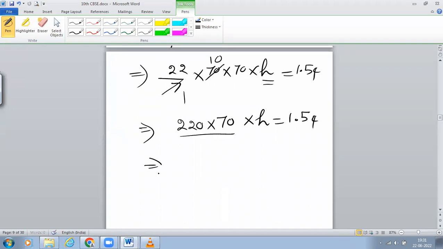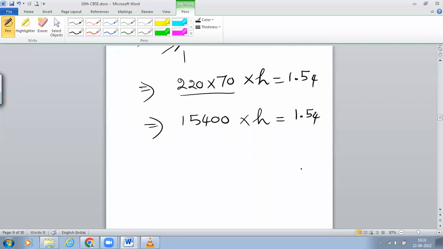What is 220 into 70? What is 7 into 22? Can anyone tell me? Is it 154, right? This 7 into 22 is 154. And we have to put these two zeros, here also 1 0, here also 1 0 is there. So this is the answer for 220 into 70. Therefore, 220 into 70 is 15400 into h, which is equal to 1.54.